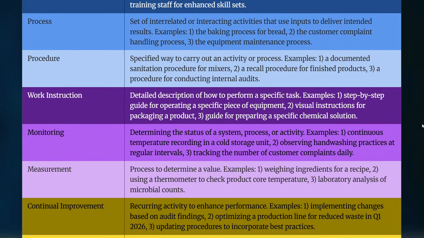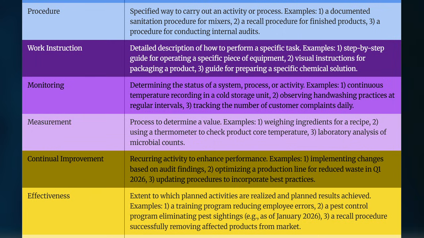And then you will hear about the procedure. Procedure in quality and safety terms means a specified way to carry out an activity or process. Example of procedure, you have a documented sanitation procedure for mixer, or a recall procedure for finished products, or a procedure for conducting internal audit. Those are all types of procedures.